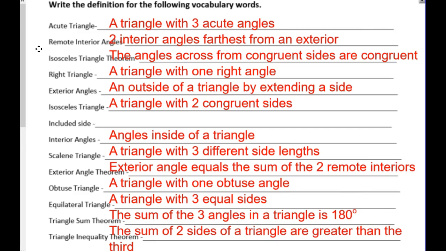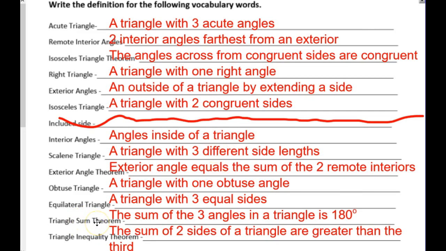An isosceles triangle is a triangle with 2 congruent sides. We don't need included sides, so scratch that out for now. We will get to included sides later. Interior angles, angles inside of a triangle. Scalene triangle is a triangle with 3 different side lengths. Exterior angle theorem, exterior angle equals the sum of the 2 remote interior angles. We did some problems like this already. Obtuse triangle has 1 obtuse angle. Equilateral triangle has 3 equal side lengths.